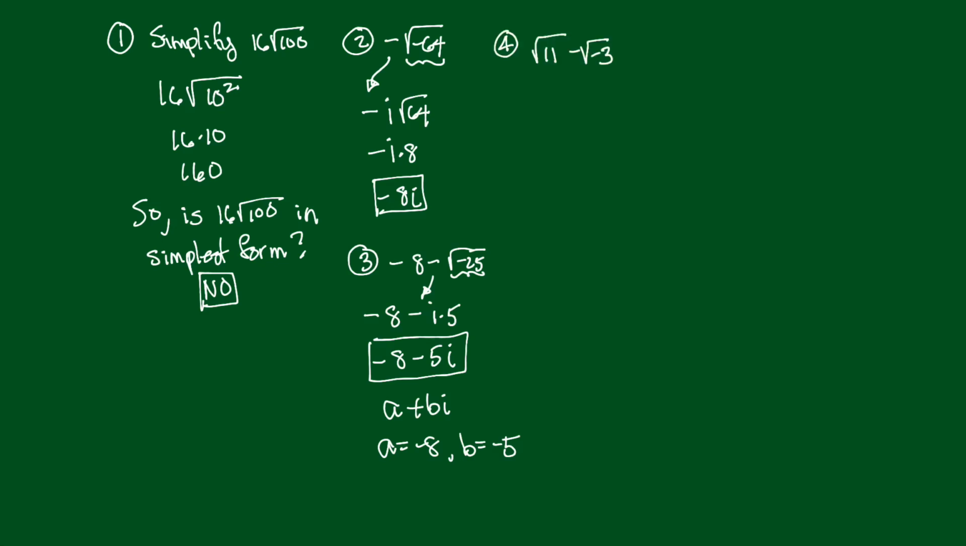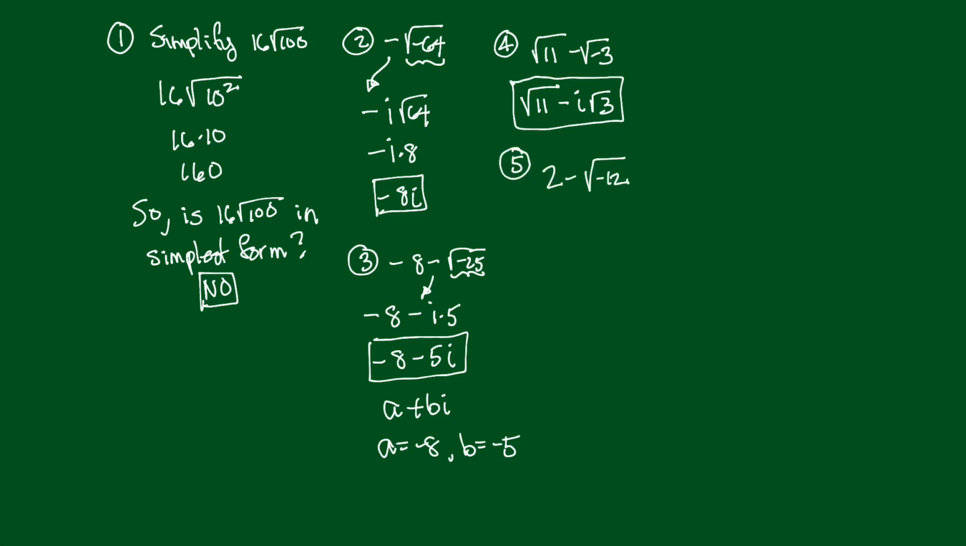Now in this one, we've got the square root of 11, which is a real number, minus the square root of negative 3. Now this is an imaginary number. There's not much we can do with this. I can take an I out, but I don't know the square root of 3, so I'm going to have to leave it like this. Square root of 11 minus I square root of 3, and I'll leave it just like that.